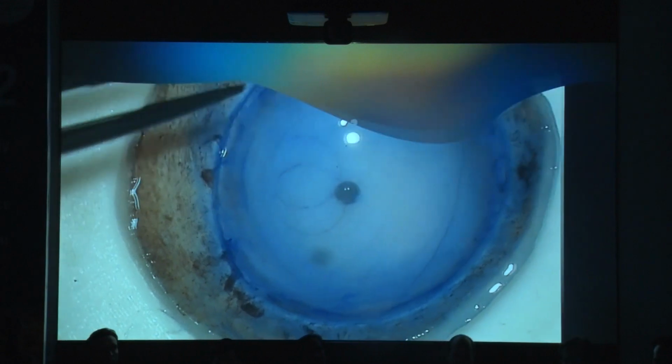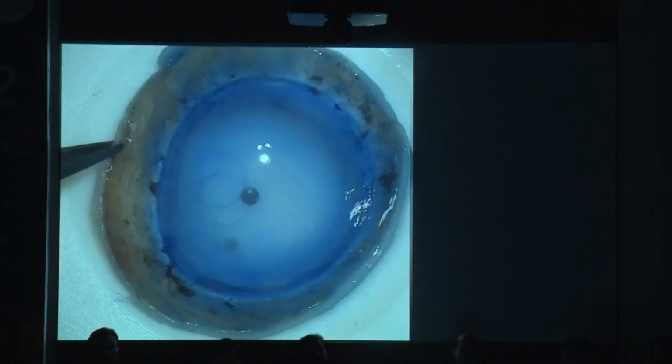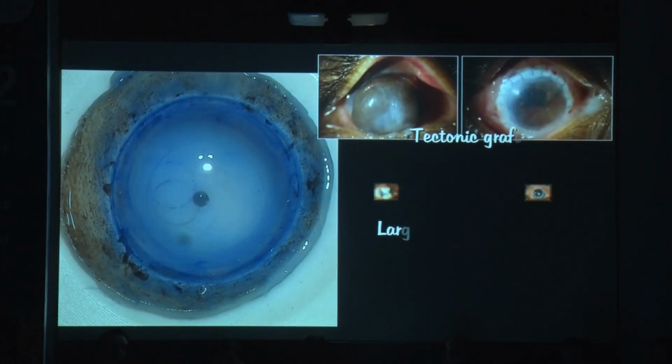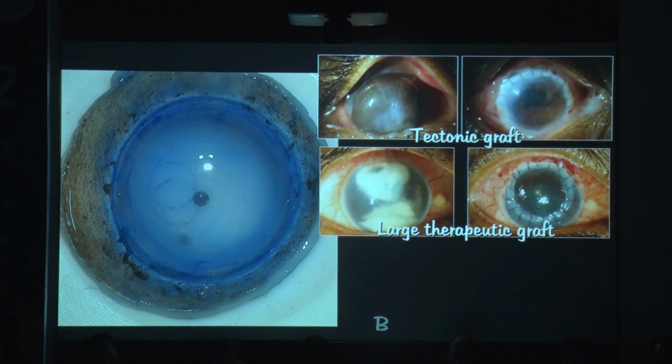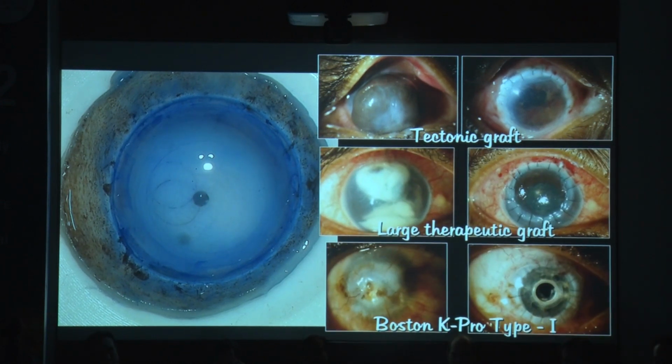Apart from DALK, the remaining tissue can be used for tectonic grafts, large therapeutic keratoplasty, or even as a carrier for a Boston type 1 keratoprosthesis.